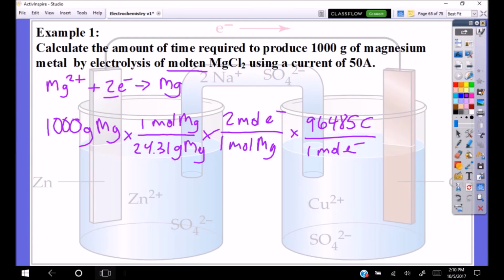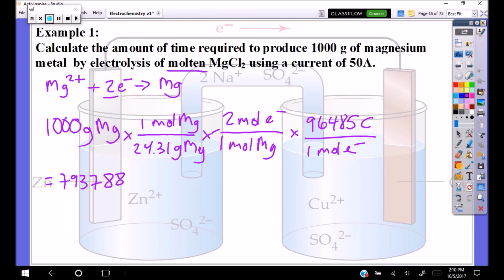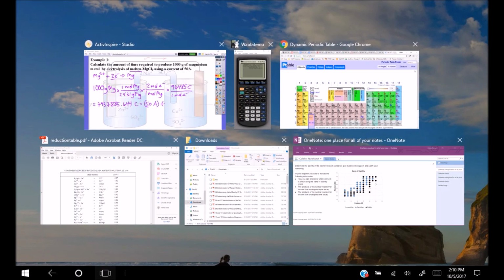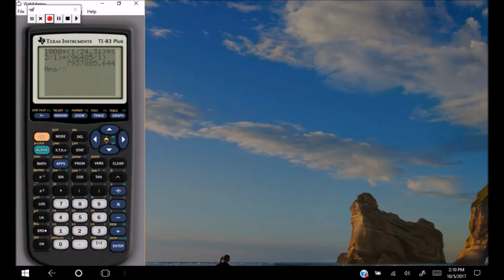So in the end, I guess we should have only 2 sig figs in this problem. Yeah, I guess we'll go with 2 sig figs in the end. So this equals 793,788.5644. What unit is that? It's coulombs, right? Coulombs, and that's equal to my 50 amps times my time. If I go ahead and divide that number by 50, I will get my time.